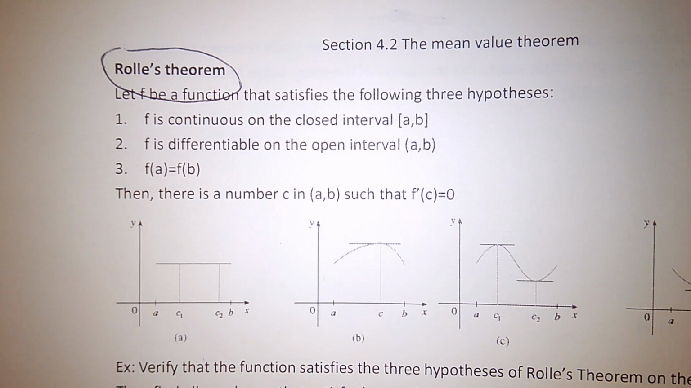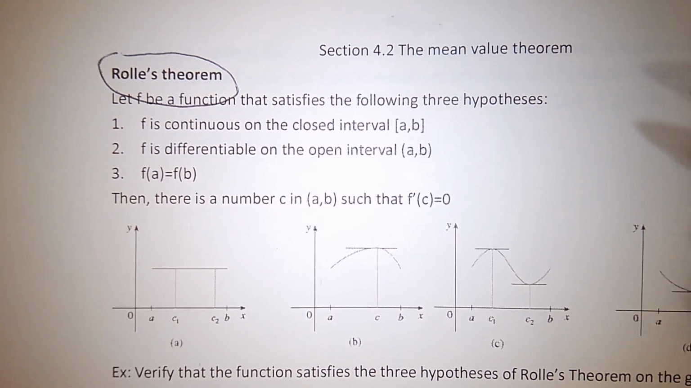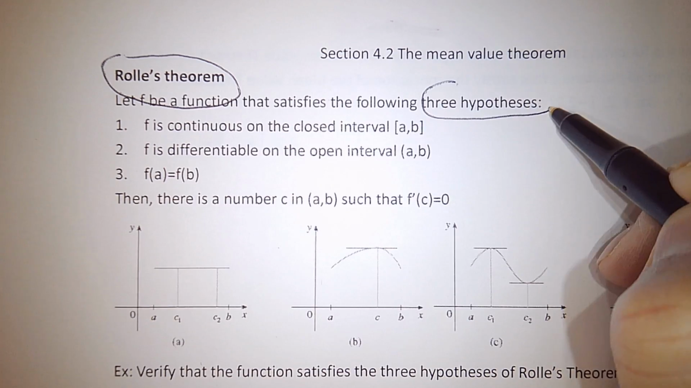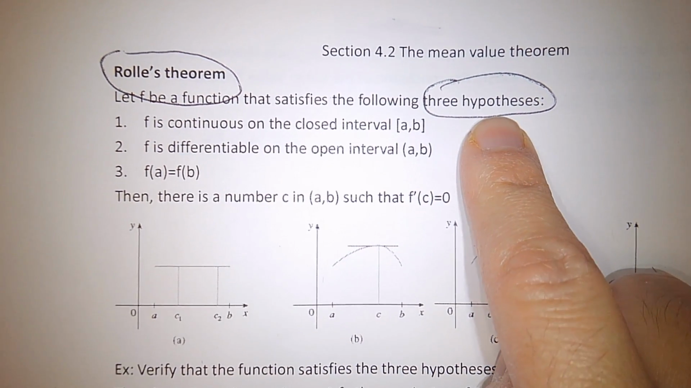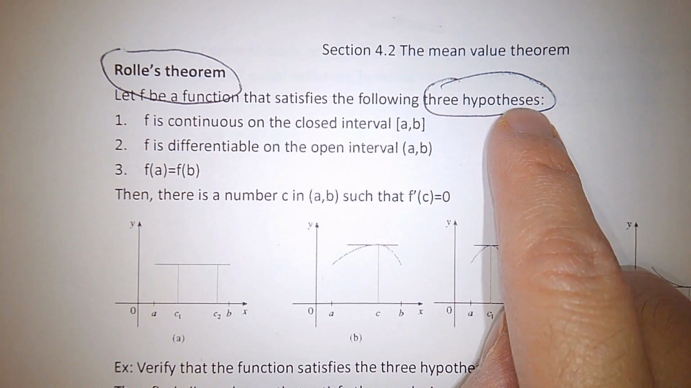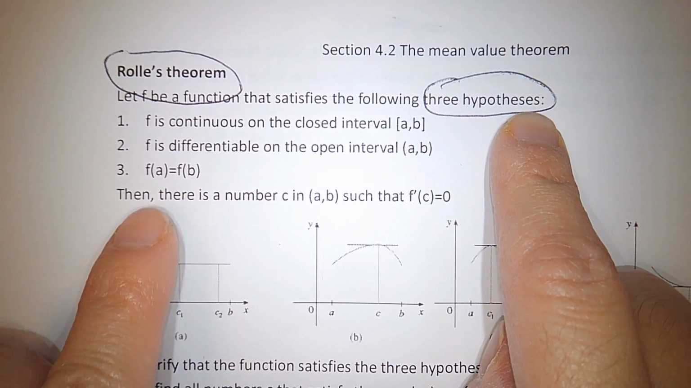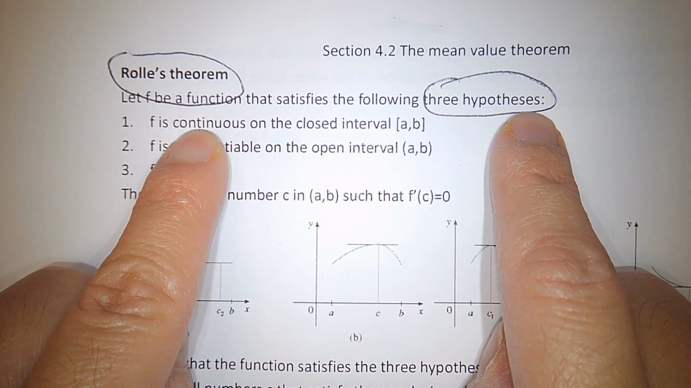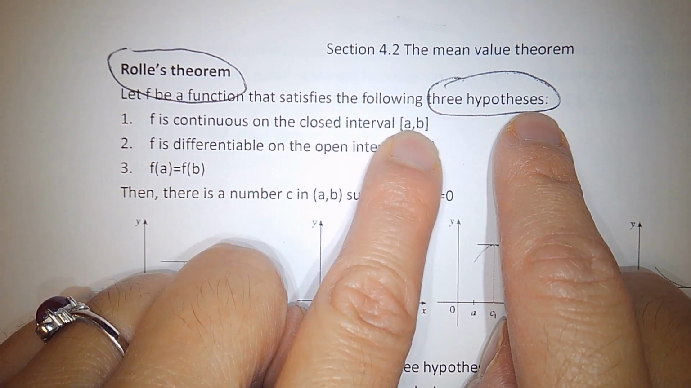Okay, very good. Let's look at what the Rolle's theorem tells us. If a function satisfies these three hypotheses. How do you pronounce it? Hypothesis. The first one is this function is continuous on the closed interval a to b.